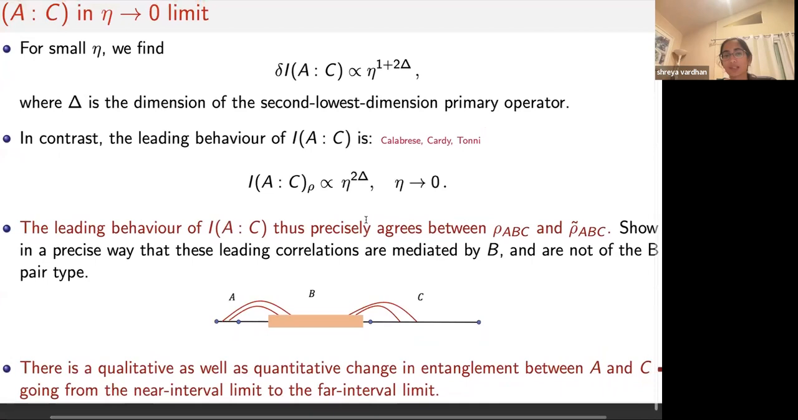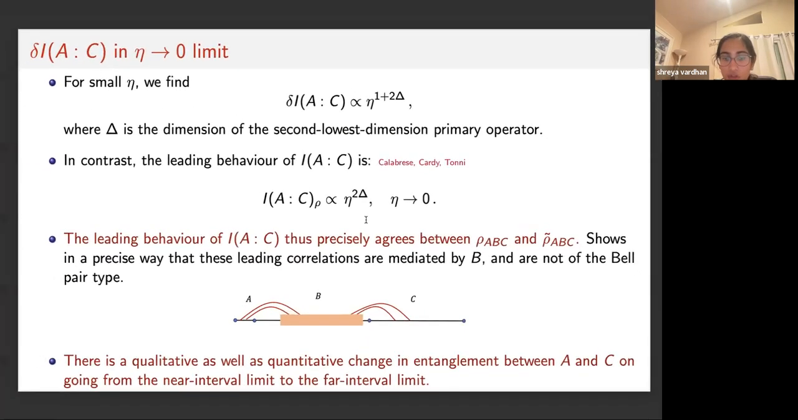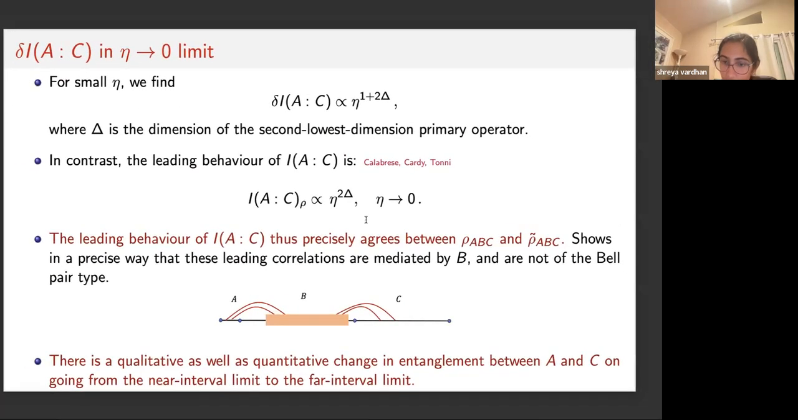So somehow this is telling us that there's not just a quantitative change in the entanglement between A and C as we go from the near interval to the far interval limit, but also a qualitative change. In the near interval limit, there are direct correlations, and in the far interval limit, they're mediated by B.